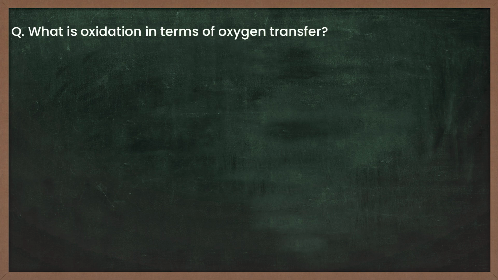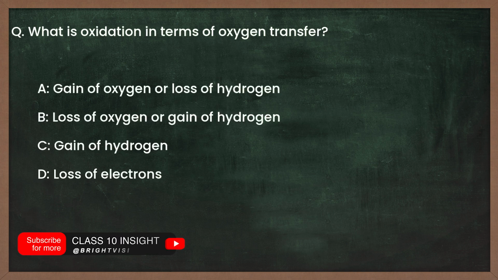Question: what is oxidation in terms of oxygen transfer? Option A: gain of oxygen or loss of hydrogen. Option B: loss of oxygen or gain of hydrogen. Option C: gain of hydrogen. Option D: loss of electrons. You have 5 seconds to answer the question.